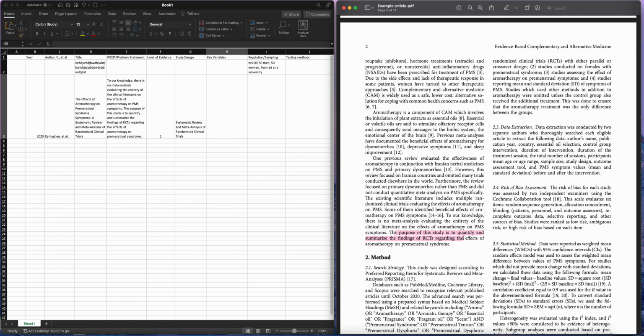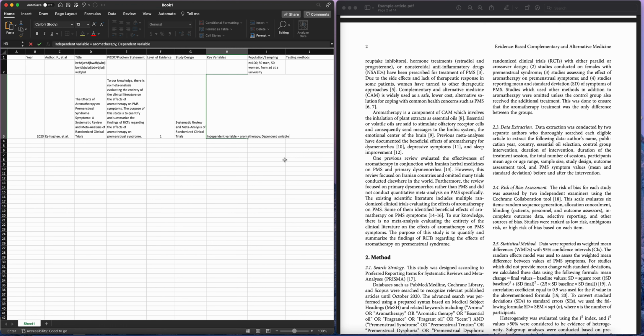The purpose of the study is to quantify and summarize the findings of effects of aromatherapy on premenstrual syndrome. So we're going to go with the independent variable as being the aromatherapy, right? Because my PMS symptoms are dependent upon the use of aromatherapy or not, or versus traditional methods. And then my dependent variable is PMS, right?